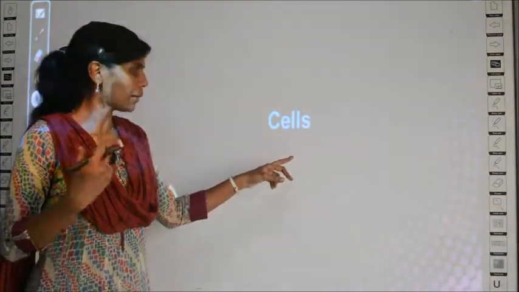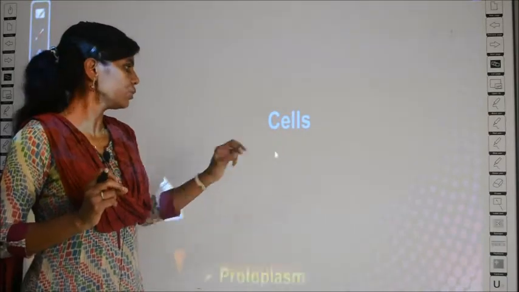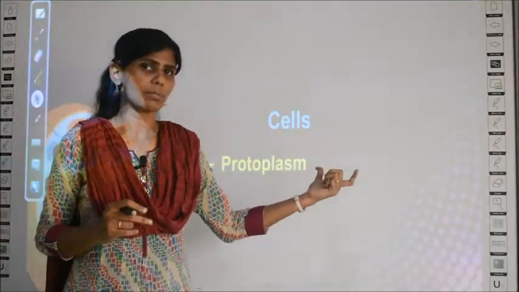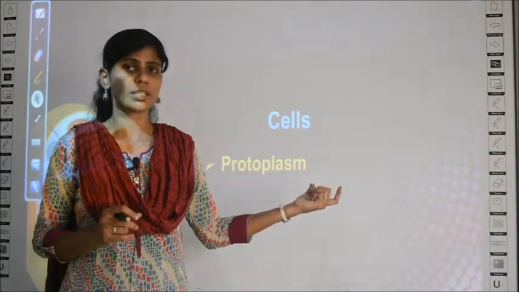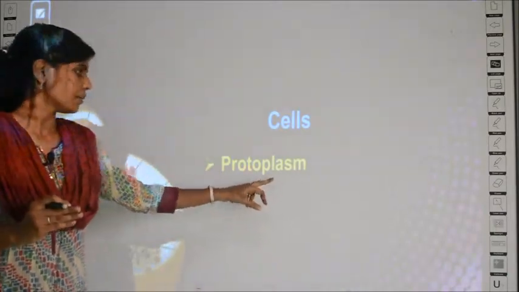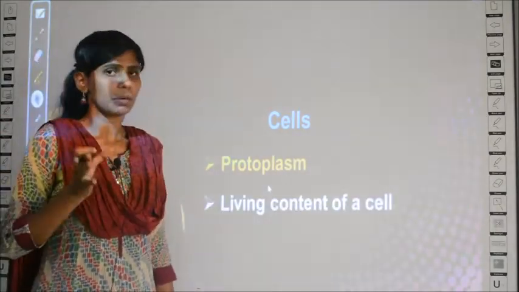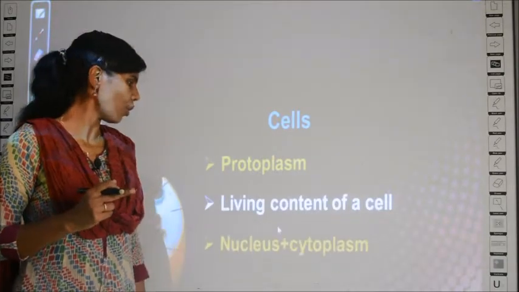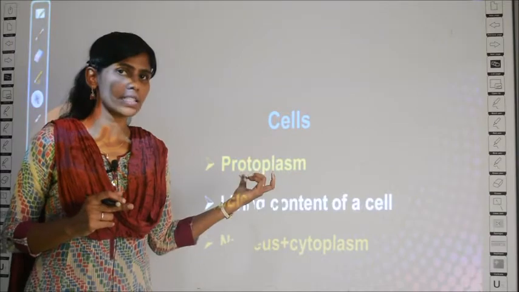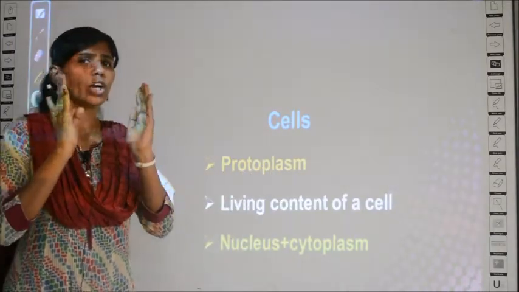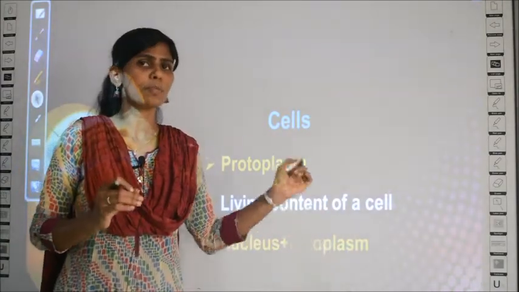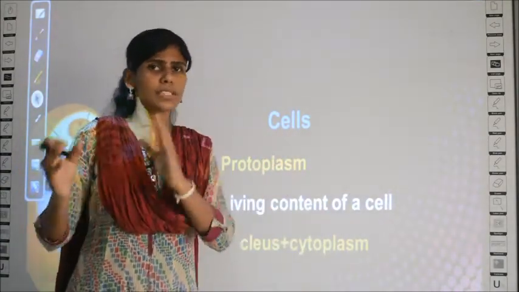Before teaching the detailed structure, let me tell you 2 points. The first term is protoplasm. Have you heard this word protoplasm? It is called the living material of the cell. You cannot label protoplasm, but protoplasm is a combination of nucleus and cytoplasm. What is protoplasm? Protoplasm is equal to nucleus plus cytoplasm.